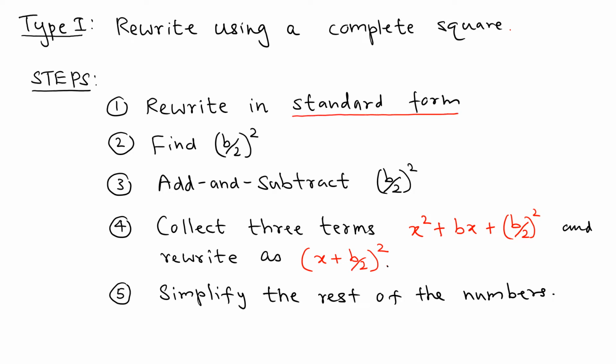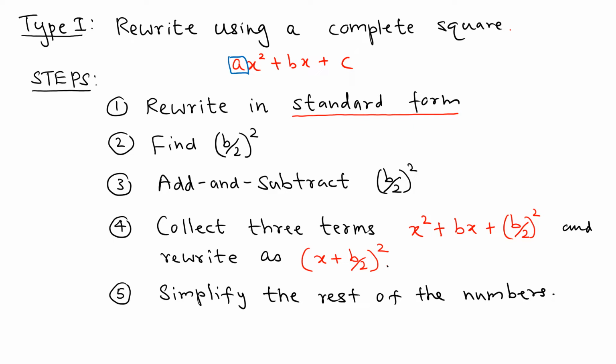Standard form means you write it as ax squared plus bx plus c. If it is not in the right order, you have to rearrange the terms and write it like that. That's what we call standard form. And then we're going to find b over 2 squared. We can talk about what if a is not equal to 1 later, when you do problems.